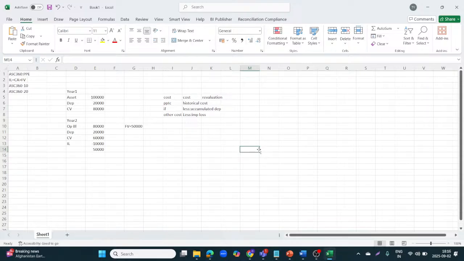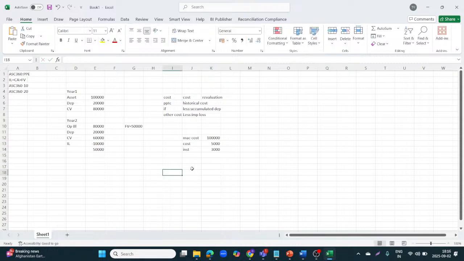Now, what will be the journal entry to record this machinery? Suppose a company called XYZ Manufacturing purchase a new piece of machinery for their production line. Now, the cost of the machinery is 1 lakh, and there are additional cost of 5,000 for transportation, and for installation it is 3,000. So how will you record the journal entry?